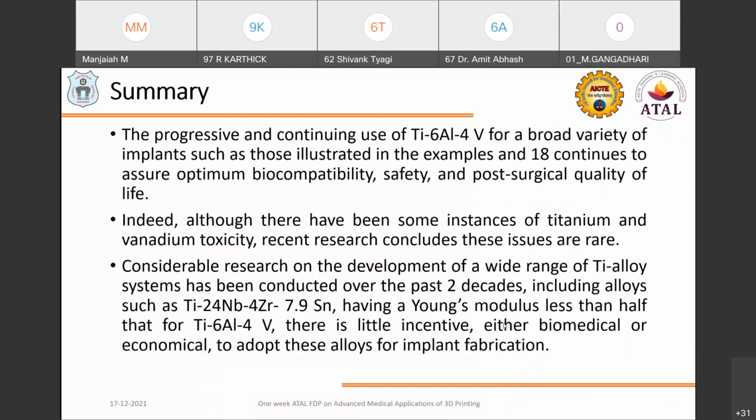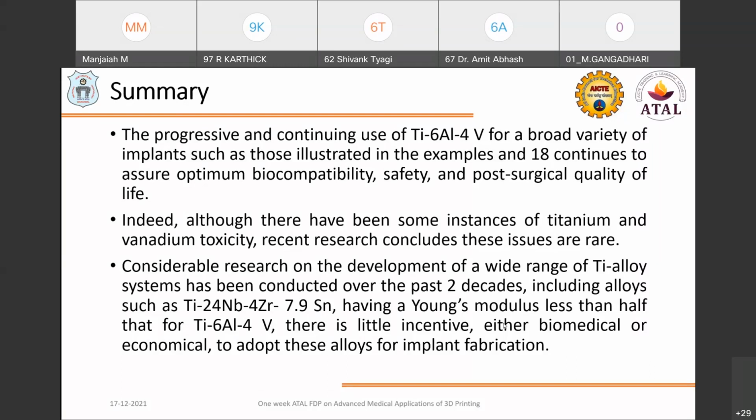And after analyzing, giving this summary overview of metal 3D printing with respect to healthcare applications, there is a progressive and continuing use of titanium for a broad variety of implants, such as those illustrated in our examples or case studies. Ti-6Al-4V continues to be optimum in biocompatibility and safety, even in post-surgical quality of life. Indeed, although there have been some instances of titanium and vanadium toxicity, recent research concludes that the issues are very, very rare in particular patients.